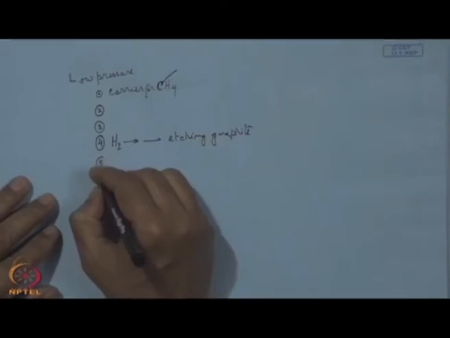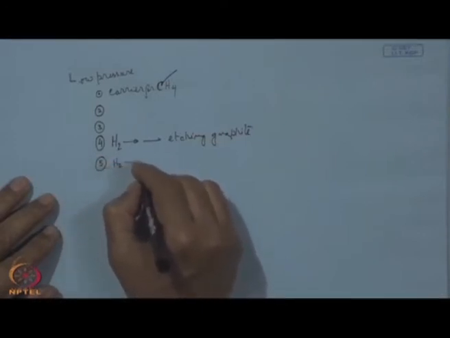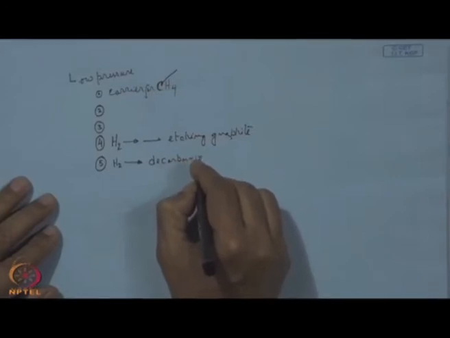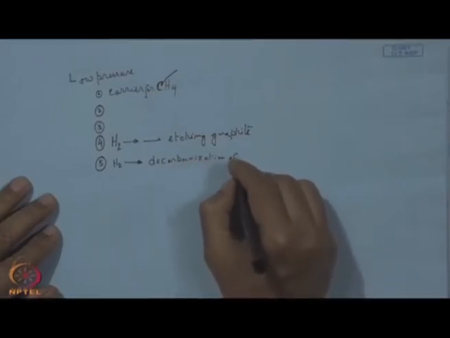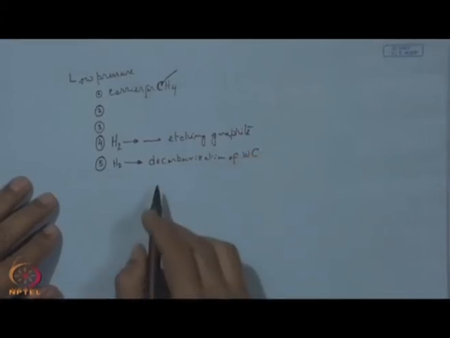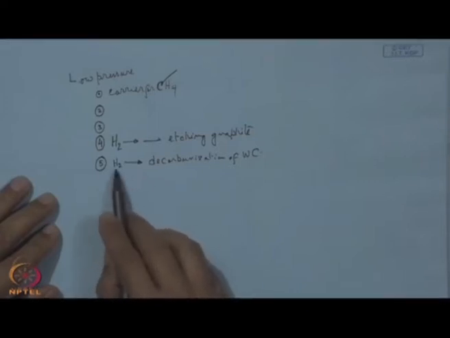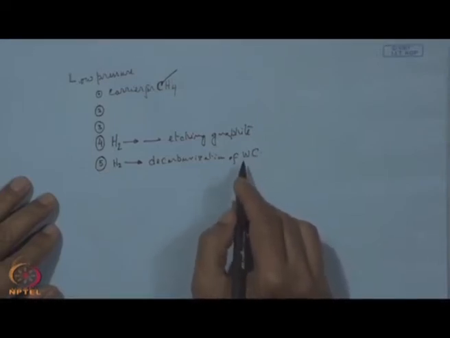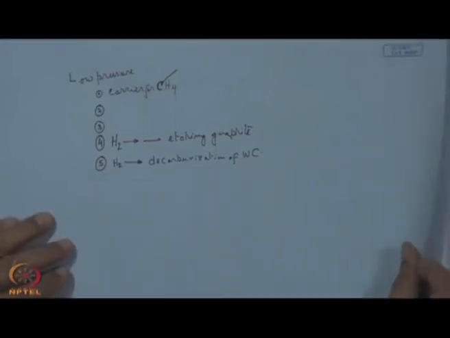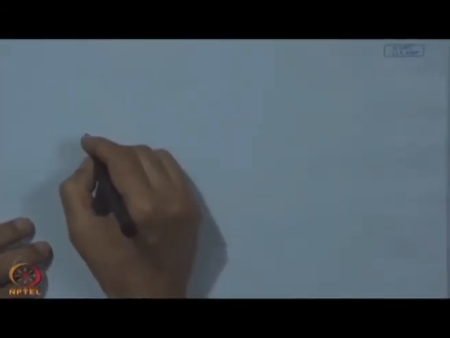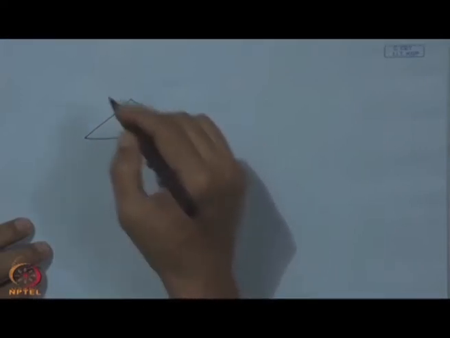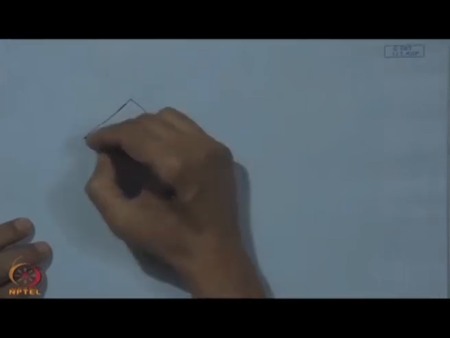There is another role of hydrogen. It is called decarbonization of tungsten carbide. So, this is also an important role of hydrogen, to decarbonize and to reduce it to metallic tungsten, that is its role. Now, here what we find is that if we look into this lattice of diamond, then one can find that it is actually a tetrahedral structure.